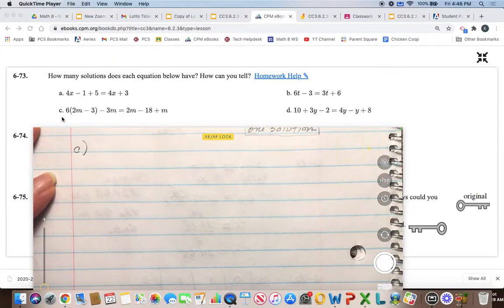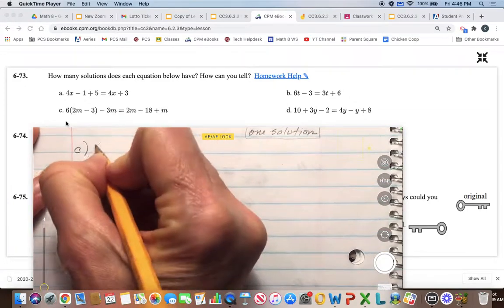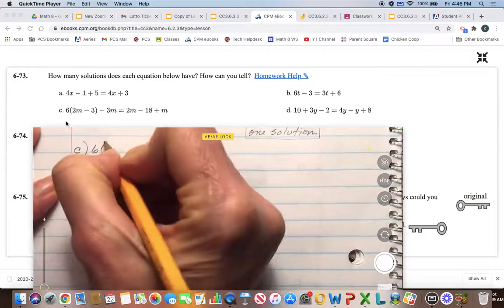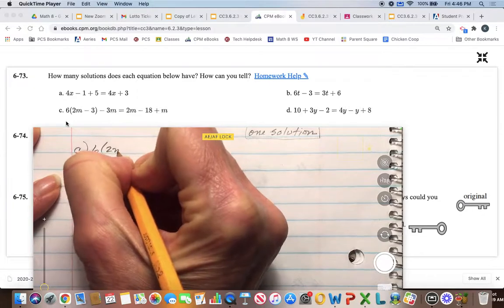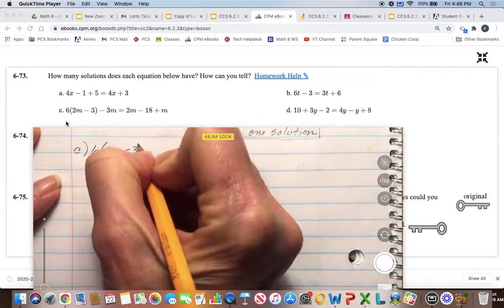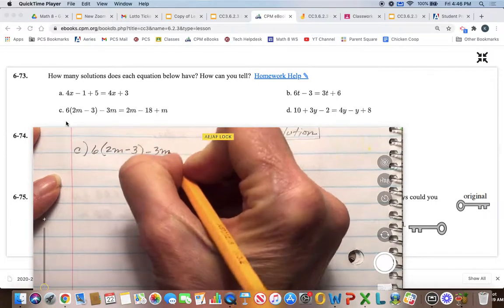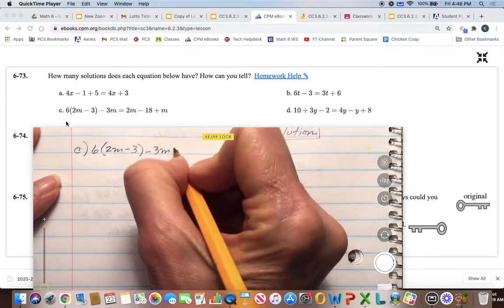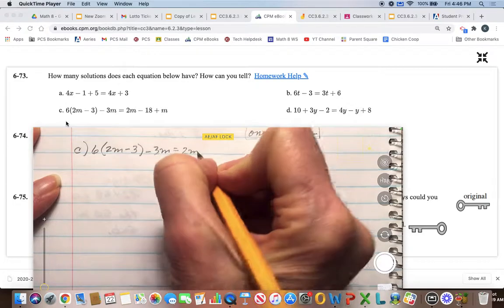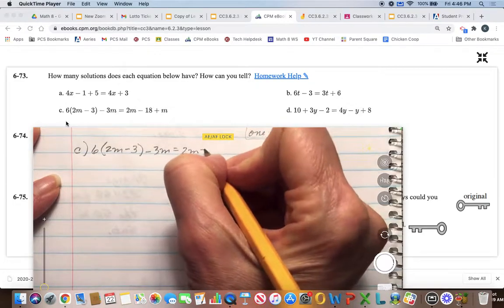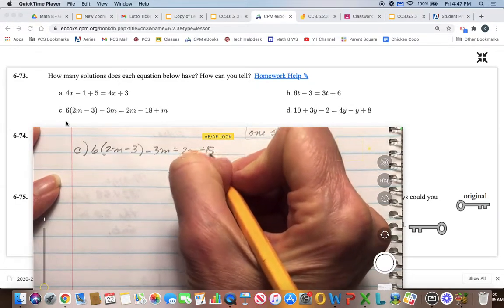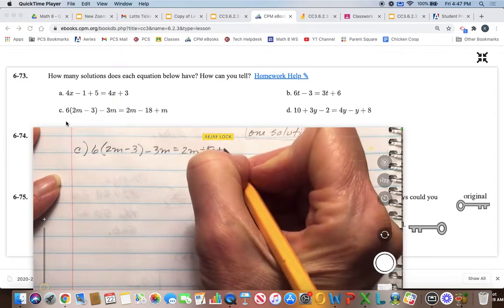6-73, and now we'll do C and D. So let's copy out the equation for C. 6 times 2m minus 3 is minus 3m is equal to 2m minus 18 plus m.